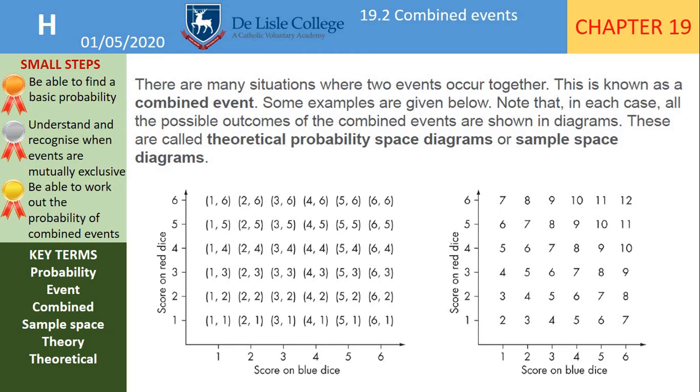So there are many situations where 2 events occur together. This is known as a combined event. Some examples are given below. Note that in each case all the possible outcomes of the combined events are shown in the diagram, and these are called theoretical probability space diagrams, or just simply sample space diagrams.